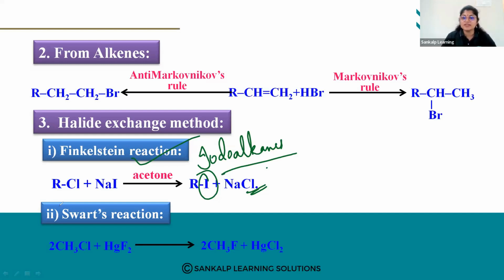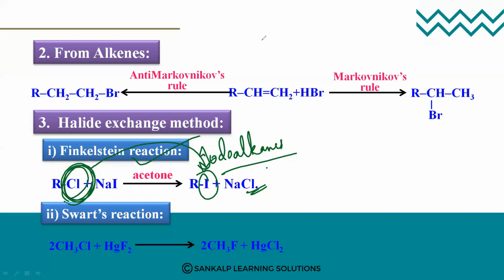So what is the starting product? This is an exchange method, which means chlorine is being replaced by the iodo group. So it is called the exchange method. Only the halides are getting exchanged, right? The halides are getting exchanged, so it is called the halide exchange method.